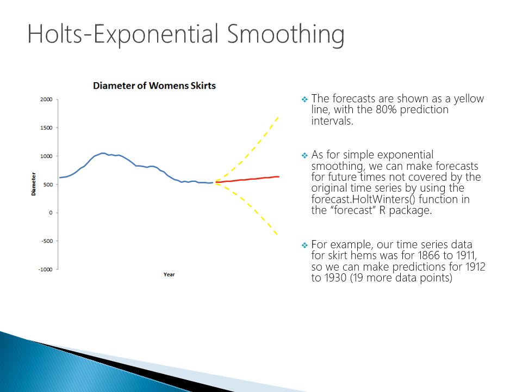For example, our time series data for skirt hems was from 1866 to 1911, and we can make predictions from 1912 to 1930, which are 19 more data points. Now, I specified 19 data points in the example, but we can forecast however far out we want to go; we're not necessarily limited. However, when working with time series and predictive analytics in general, the further out we go, the less likely our predictions are going to be correct. That's why we see the ballooning effect of our 80% prediction intervals in this case, because it just becomes more uncertain. We just don't know.